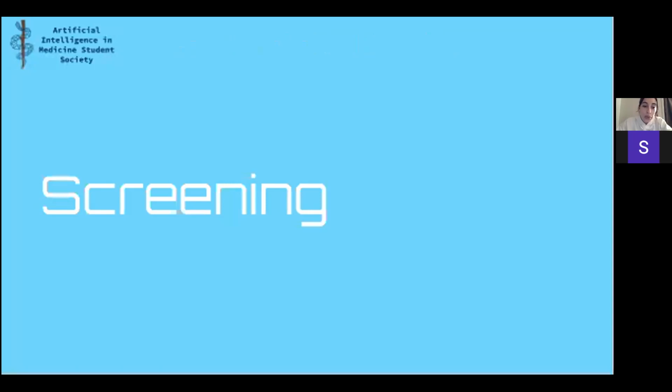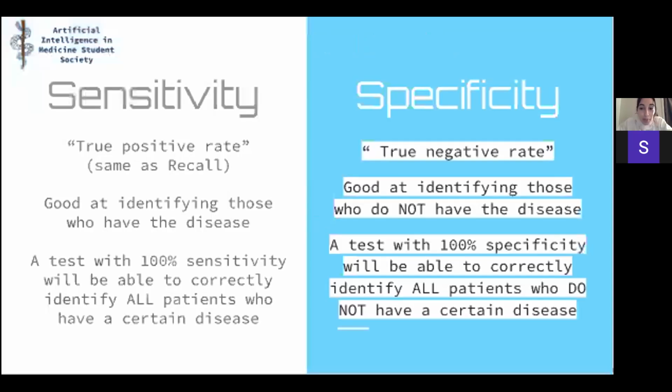Okay, so screening. Before we jump into it, I just wanted to do a mini lesson on sensitivity and specificity. Although a lot of AI papers focus on measures like accuracy, receiver operating characteristic curves or ROC curves, and the areas under curves, most clinicians tend to look at just sensitivity and specificity of a test when ordering it.